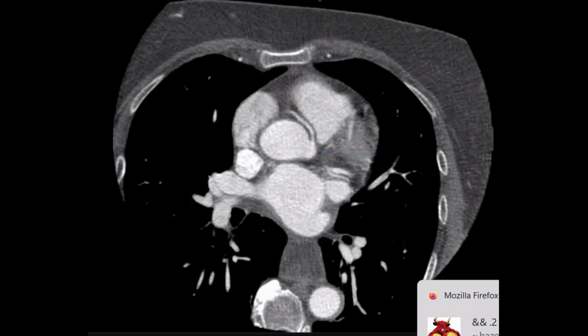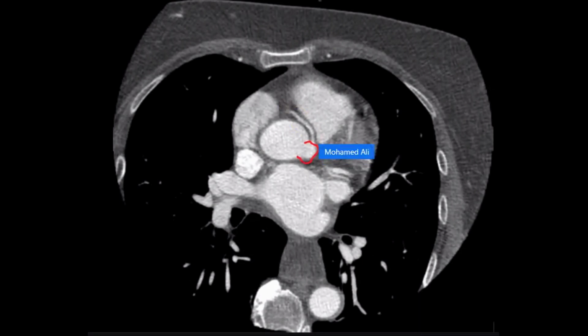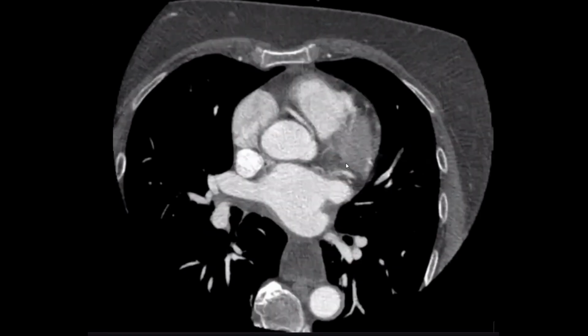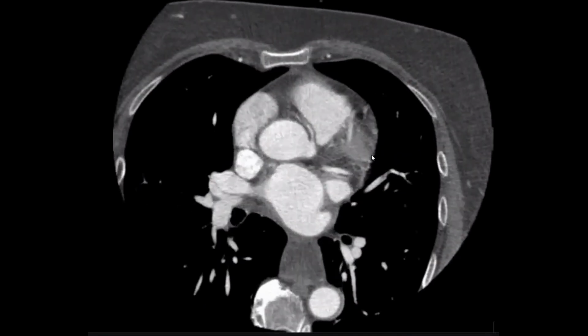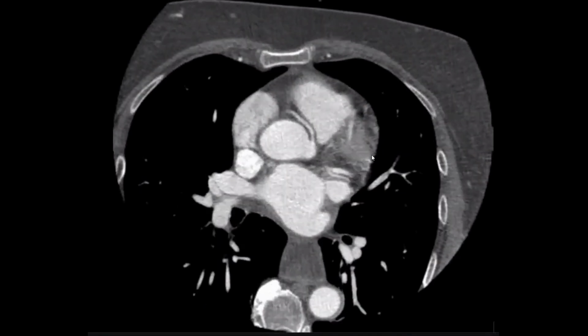It arises from the left coronary cusp, not from the right coronary cusp, and passes between the ascending aorta and the pulmonary artery. This course is an interarterial course. It is considered a malignant course because it has a risk of compression, occlusion of the artery, and sudden death, and can manifest by acute myocardial infarction along the right coronary artery.